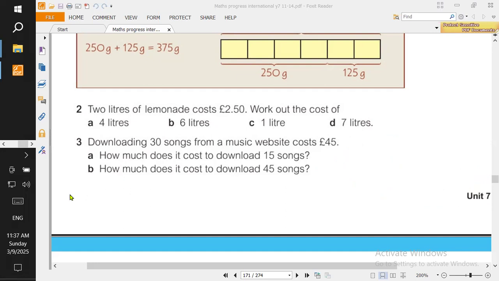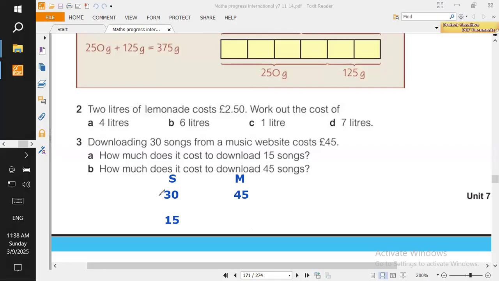So let's take a look at the second question. Let's do it here. So 30 songs will cost 45 pounds. Let's write them here. Let's put S for songs and M for money. Now, how much does it cost to download 15 songs? 15 songs.